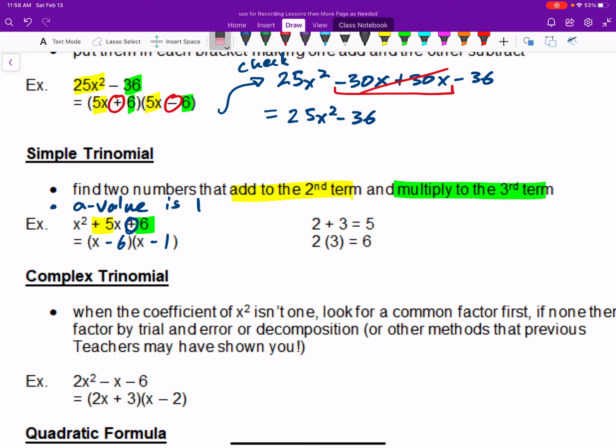So I can rule those out, and then I go back and try 3 and 2. Positive 2 times positive 3 gives me positive 6. Positive 2 plus positive 3 gives me positive 5. So that one does work. So everything has to click together. It's not enough to have it mostly work. I have to make the numbers multiply to give the last number, add to give the middle number, and the signs have to work as well when I do my multiplying and adding.